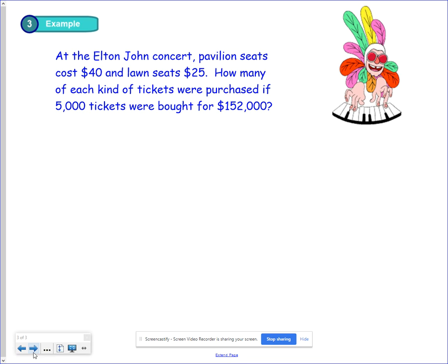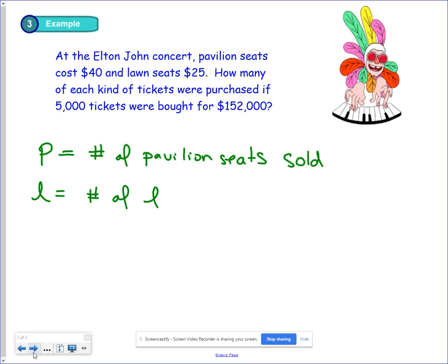Again, let's define our variables. We got pavilion seats, $40, lawn seats, $25. What are we looking for? We're looking for the amount purchased. So let's do P, we'll let that equal the number of pavilion seats sold. We'll let L equal the number of lawn seats sold. So we got our variables defined.